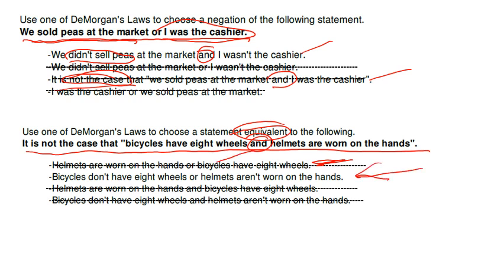We went from and to an or. The opposite of bicycles have 8 wheels. Bicycles don't have 8 wheels. The opposite of helmets are worn on the hands. Helmets are not worn on the hands, so it is the second one.